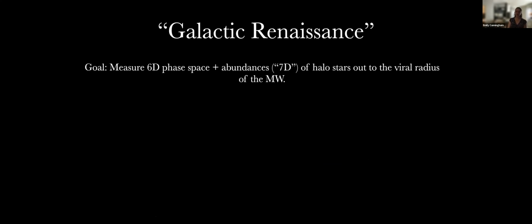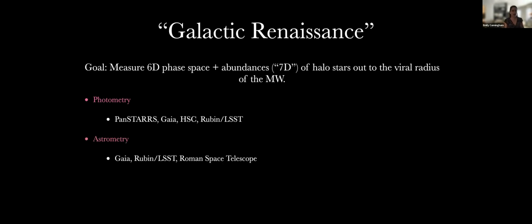So if we have this goal of wanting to measure 6D phase space and chemical information for halo stars out to the virial radius of the Milky Way, the good news is that we're there, we're doing it, and we're going to be doing it even better over the coming years. So to achieve this goal, we require deep photometry of the Milky Way. So we have a number of amazing photometric data sets. And of course, critically, Rubin LSST will provide outstanding photometry to really let us look to the edge of our own galaxy.